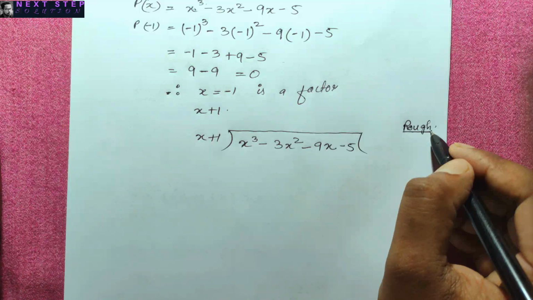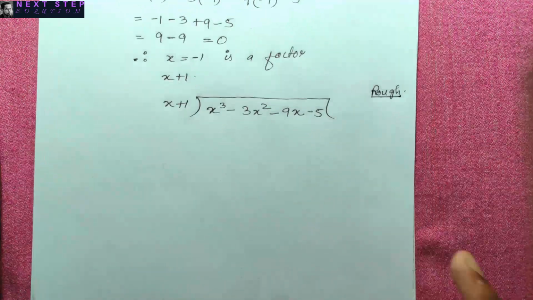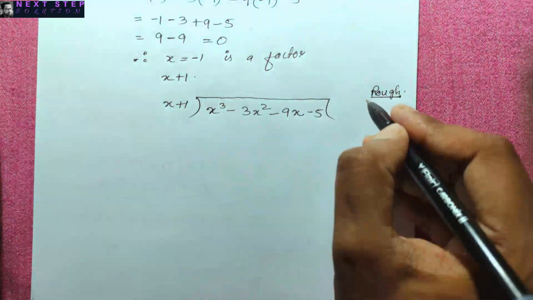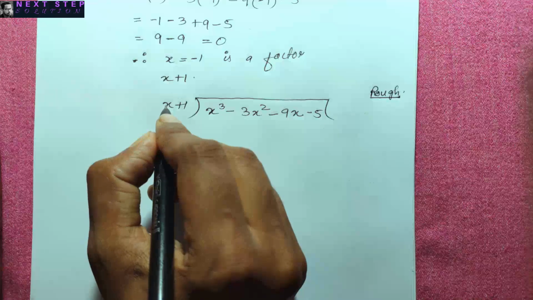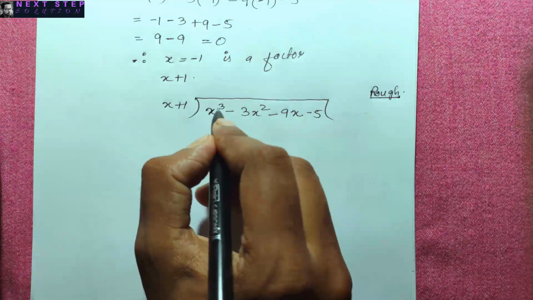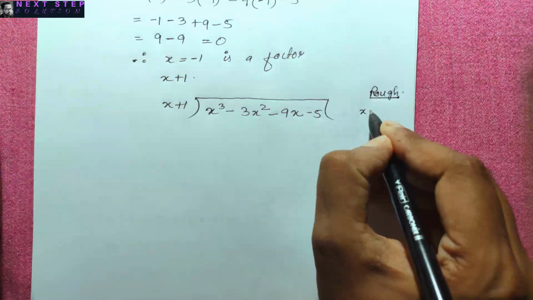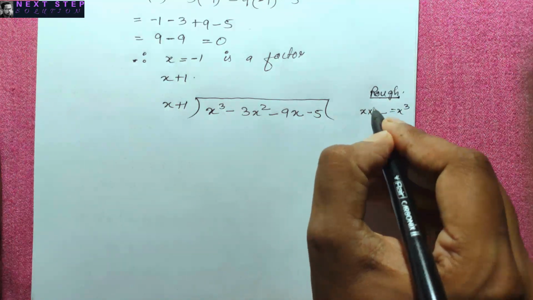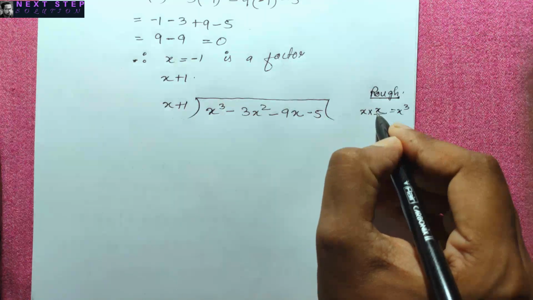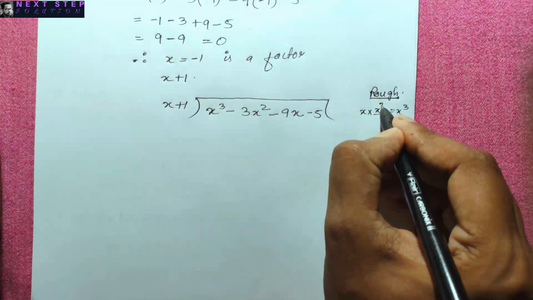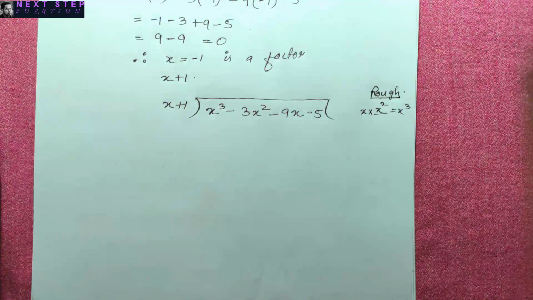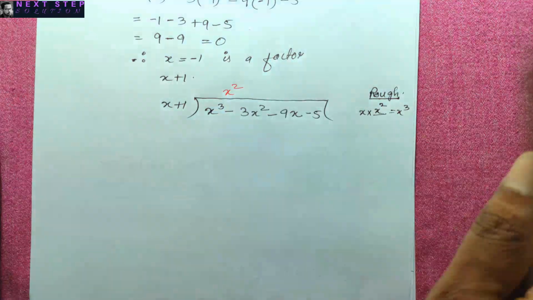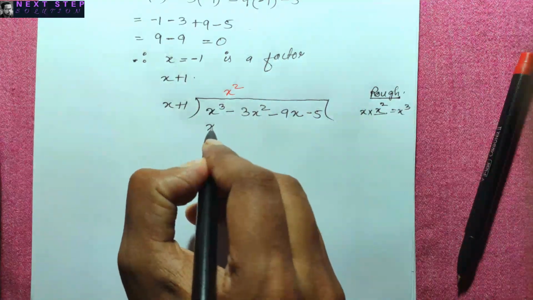Now, division of polynomials you have learned earlier also. Let us see how to divide this polynomial by x plus 1. First of all, we need to see x multiplied with what gives x cube. X should be multiplied with something to get x cube. We know that if we multiply with x, it becomes x square. So x should be multiplied with x square to get x cube.